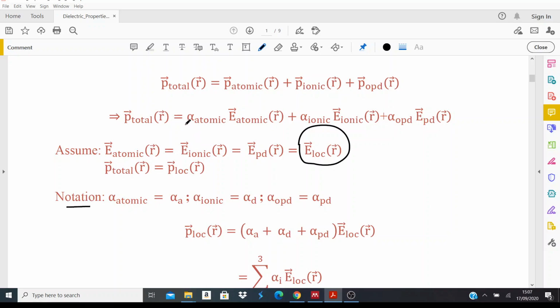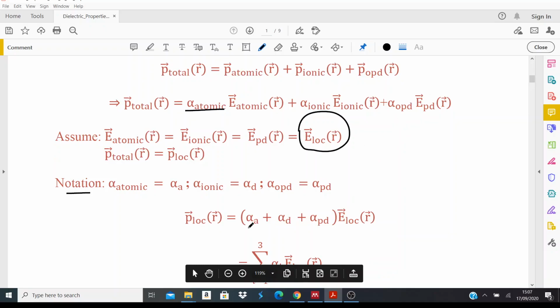Let's assume that the atomic polarizability is nothing but alpha A, and the ionic polarization is also known as the displacement polarization, because it is really due to the displacement of the ions in the unit cell from the equilibrium position. That's why let's denote the ionic polarizability alpha D. And then the orientational polarization, let's just make it a bit simple and denote it alpha PD. So from this expression, all of these terms multiply the same local electric field, so you can take the common factor out and simplify the atomic, ionic and orientational polarization by these notations, right?